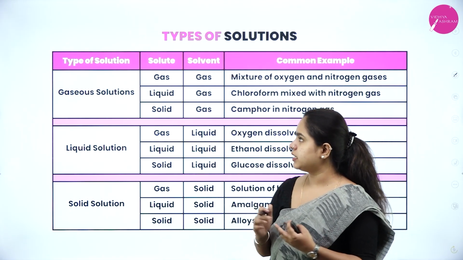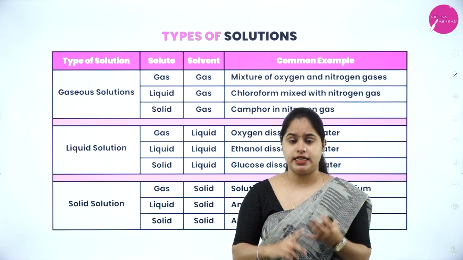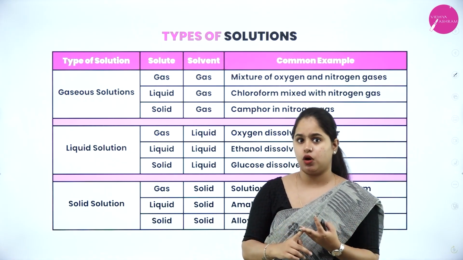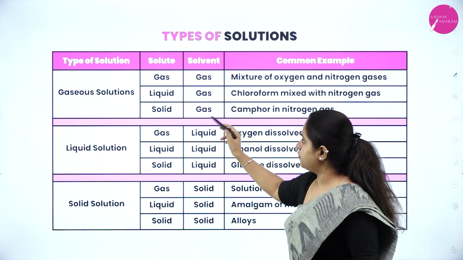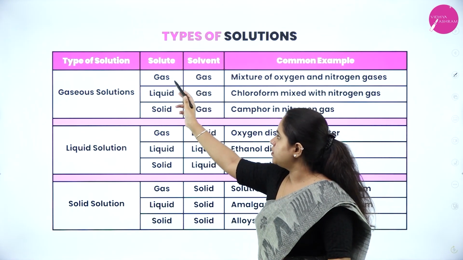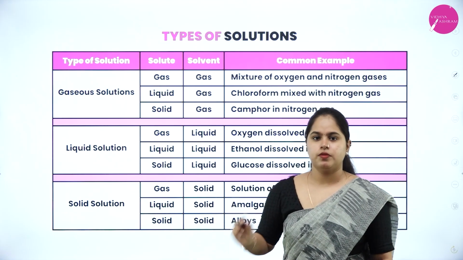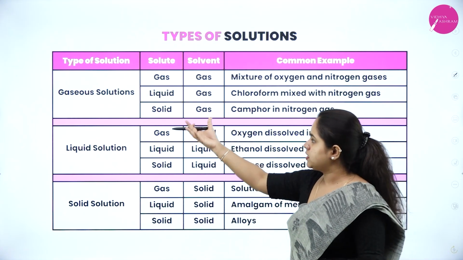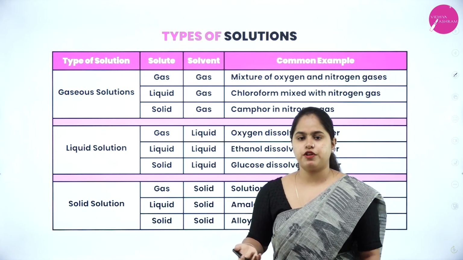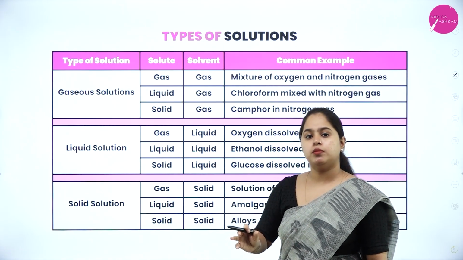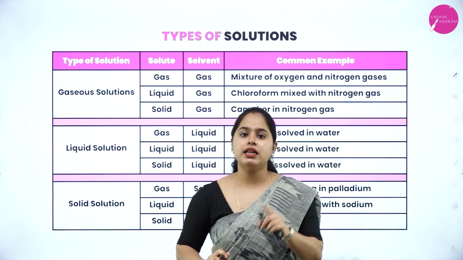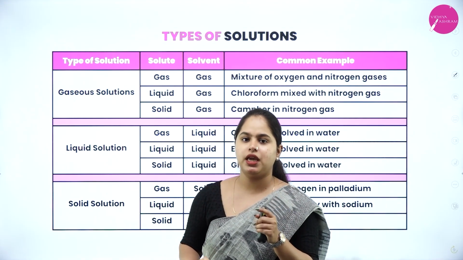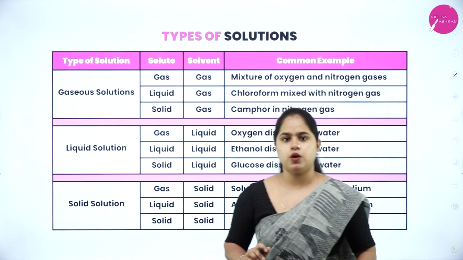So let's summarize it. What did we understand? There are gaseous solutions, liquid solutions and solid solutions, right? As you can see, in the gaseous solutions the solvent will always be gas. The solute can be gas, liquid or solid. So what you have to do is, when you are studying each of these different types of solutions, you need to be able to write the solute and solvent corresponding to it, and at least one example you should be able to illustrate. I hope it is clear.